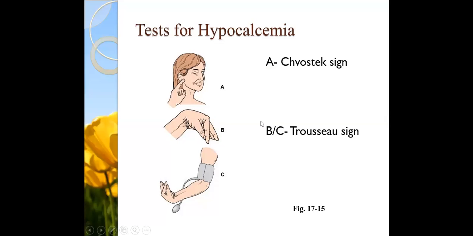These are the tests for hypocalcemia. We have just seen the Chvostek sign. And the next one is Trousseau sign. Let's see.